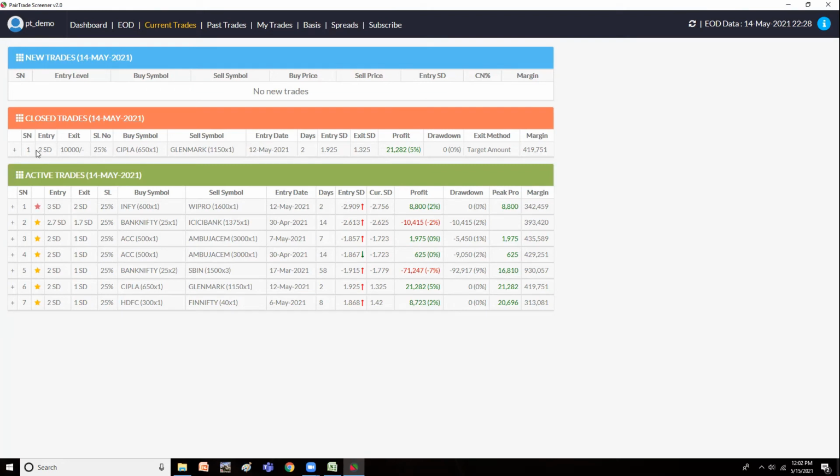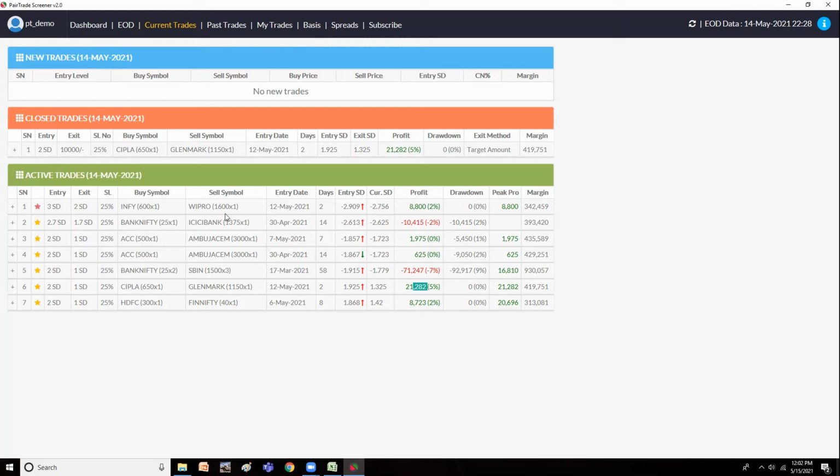What was the criteria? Entry at 2 standard deviation, exit at 10,000 with a stop loss. This pair, Cipla and Glenmark, took 2 days itself. We entered on 12th May and booked 21,000 profit. Even though the target is 10,000, we booked 21,000 because by the end of the day, that much profit had been generated. Cipla Glenmark is a gold rated pair, which gave an entry on 12th, and right now if you are holding that, you would have already made 21,000.